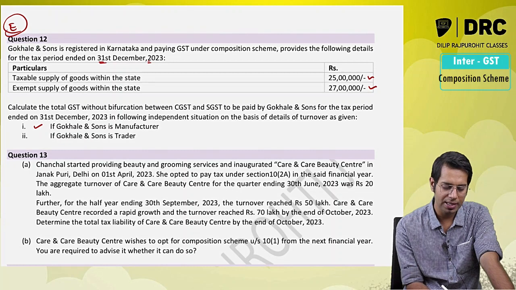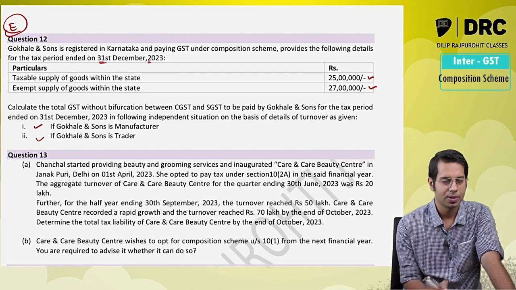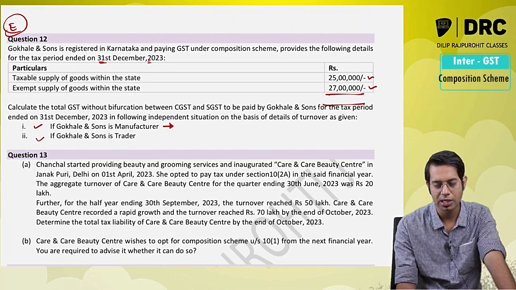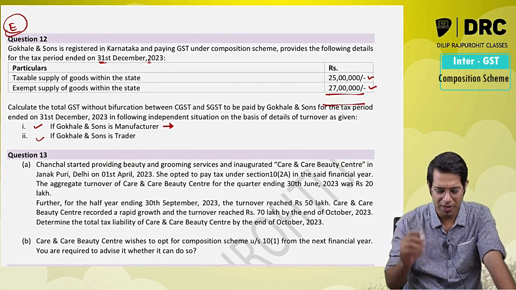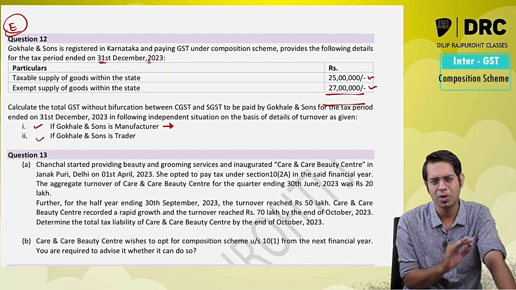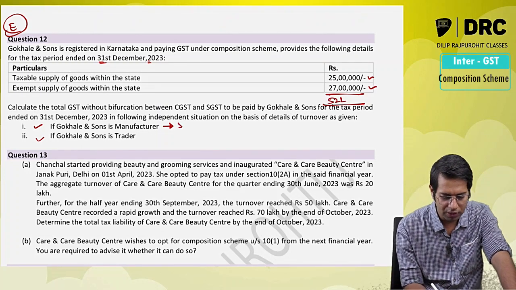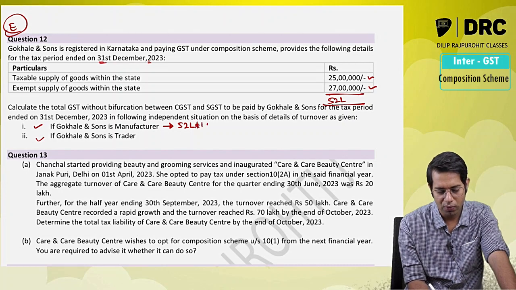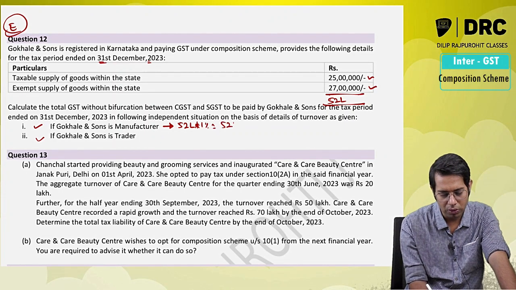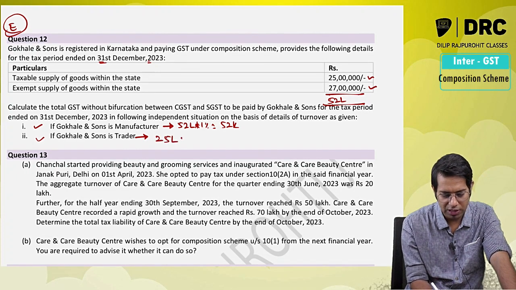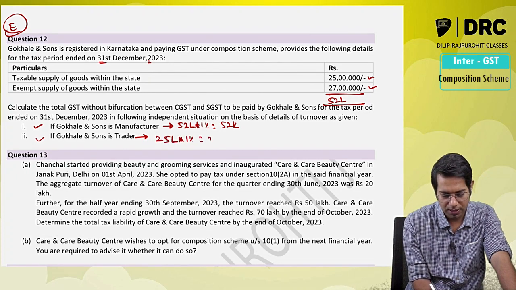If Gokhale is a manufacturer, or if he is a trader. If he is a manufacturer, you will have to pay tax on turnover in the state. Turnover in the state means the total turnover of that particular state, irrespective of whether it is exempt, non-exempt, taxable, etc. So total sales is 52 lakhs, 52 lakhs into 1% will be equal to 52,000. And if he is a trader, he has to pay tax only on taxable supplies, which is 25 lakhs into 1%, 25,000.